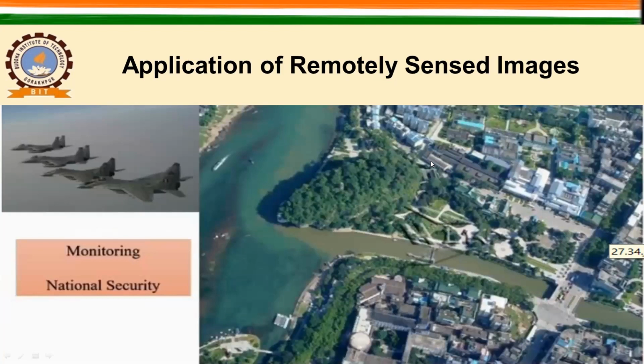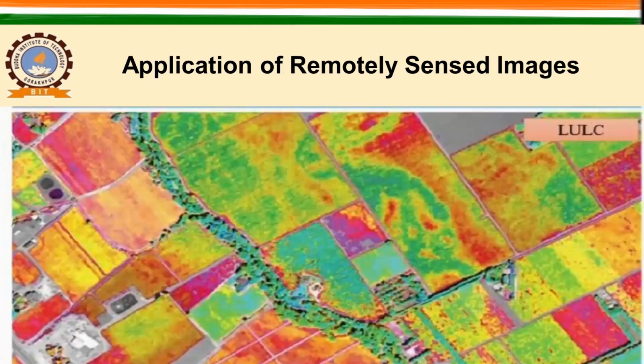You can always monitor your border areas, or you can see the changes in the forest, whether there is any forest encroachment or anything happening in inaccessible areas, and prepare the land use, land cover map. Okay, so this is also an application of remotely sensed images. It is highly recommended for monitoring national security. Moving towards the next slide.